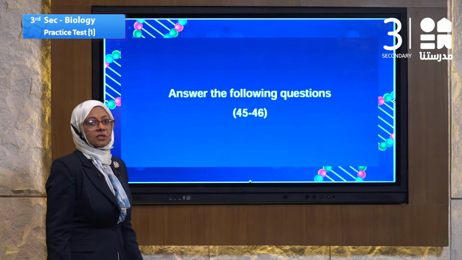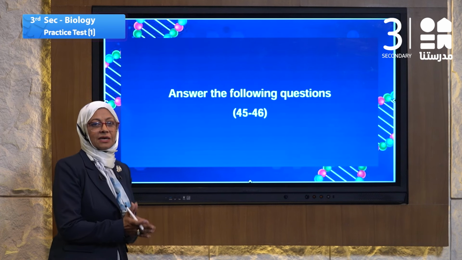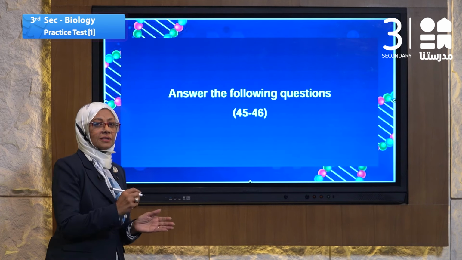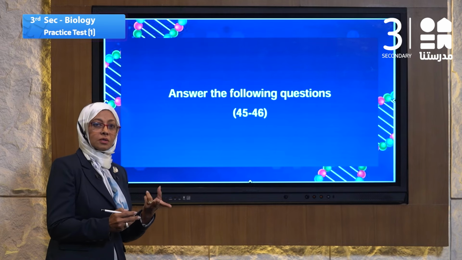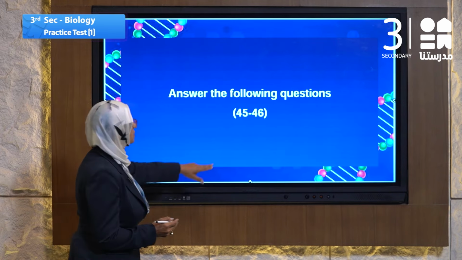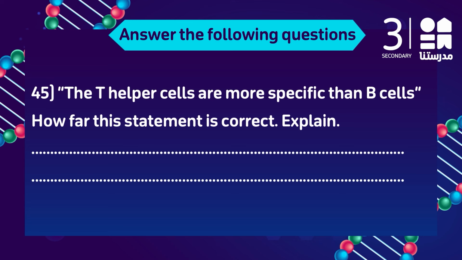There are 2 questions left. The 2 questions left, they are essay questions. We must write carefully and take 2 marks of them. Let's go to this question. This question speaks about the T helper cell being more specific than B cell. How far is this sentence correct, and then explain.